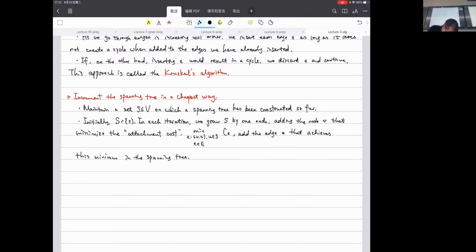So this strategy, or this approach, is called Prim's algorithm.